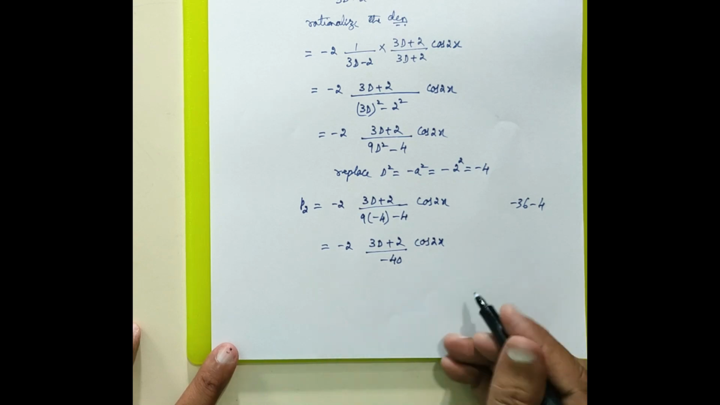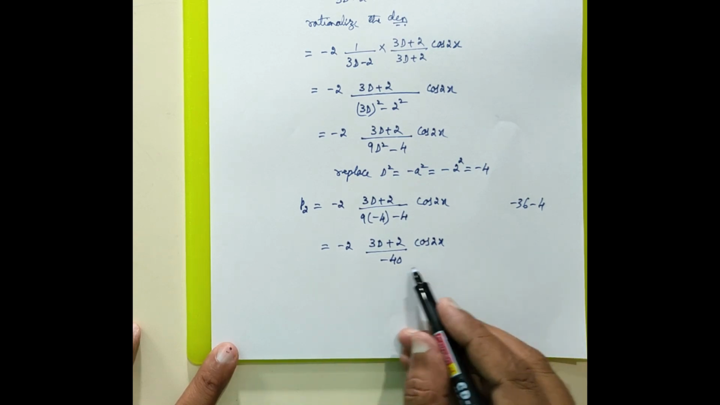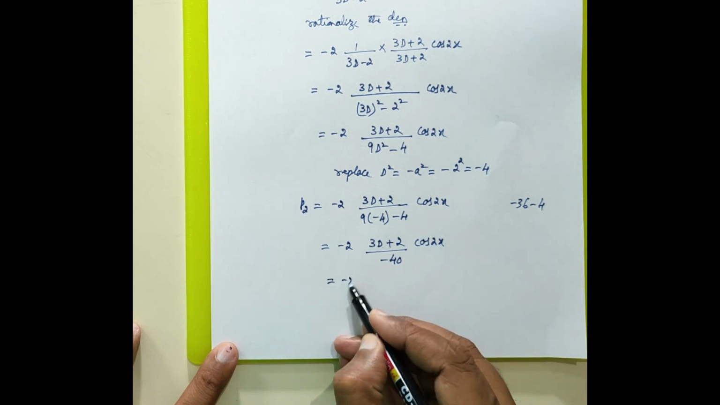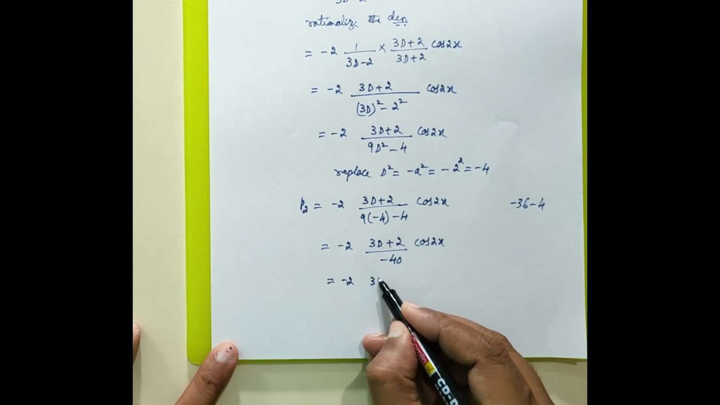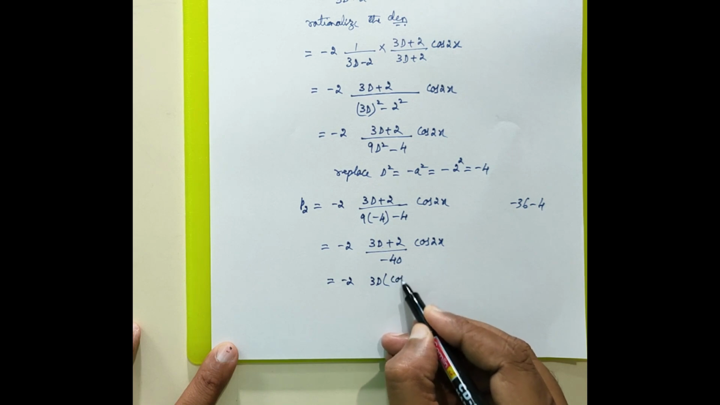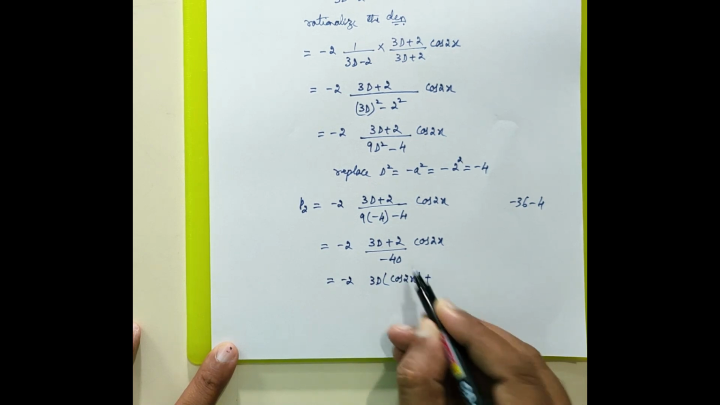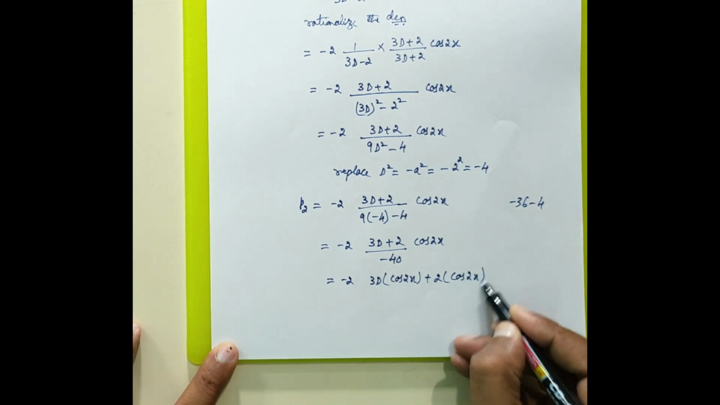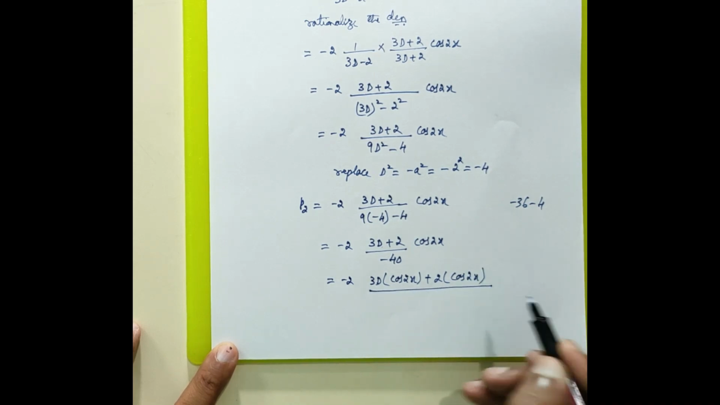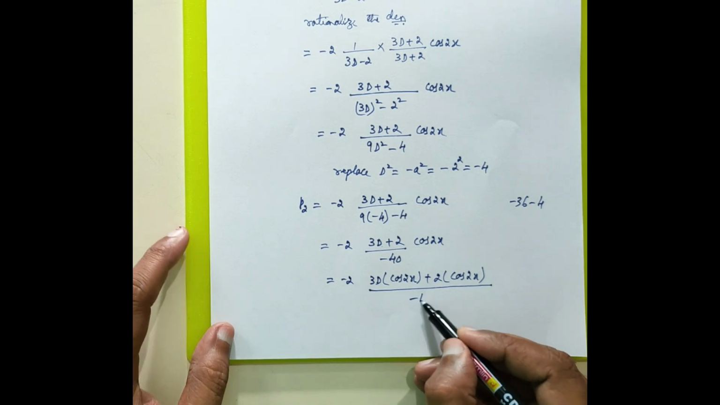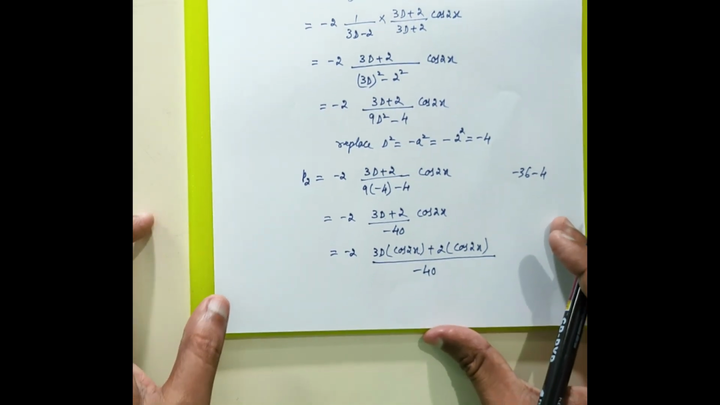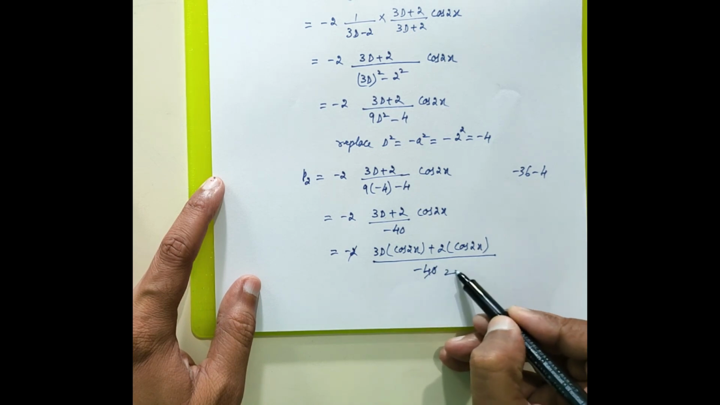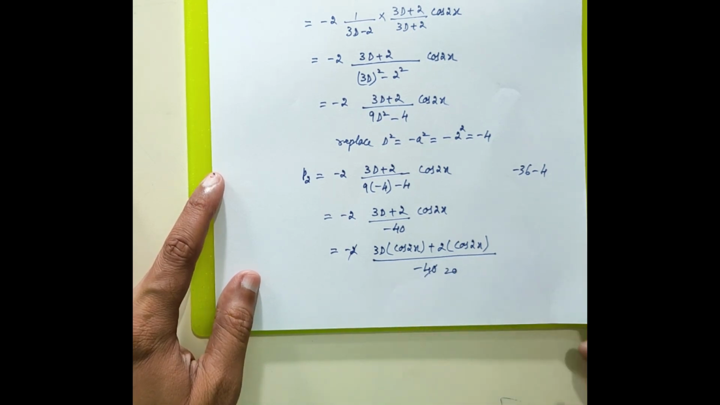So the denominator is completely simplified. You need to just multiply this value with cos 2x. So minus 2 times of 3D multiplied by cos 2x, and 2 is also multiplied by cos 2x, and it is whole divided by minus of 40. You can just simplify this one. This 2 will cancel out with this 20. Negative sign will also cancel out.